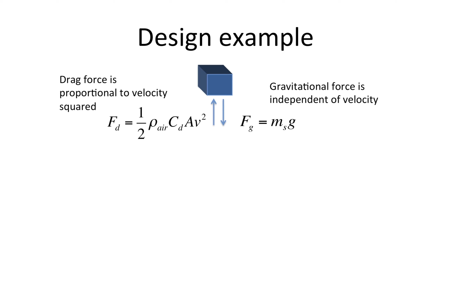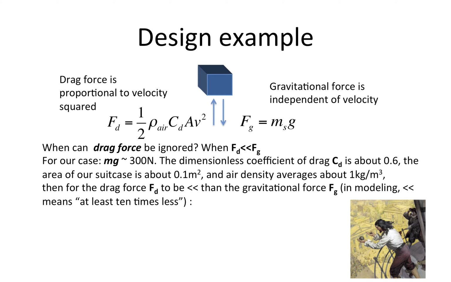So the question is, when in our model could we ignore drag force? Well, the answer is pretty straightforward. When the drag force is much less than the gravitational force, we can ignore it. So in our case, we know that the gravitational force is about 300 newtons, 30 kilograms of mass times 9.8 meters per second squared of gravitational acceleration. And then we can calculate the size that the drag force would have to be much smaller than that.